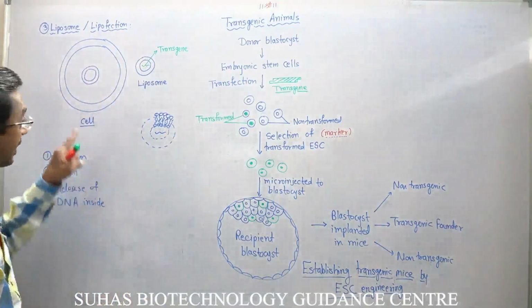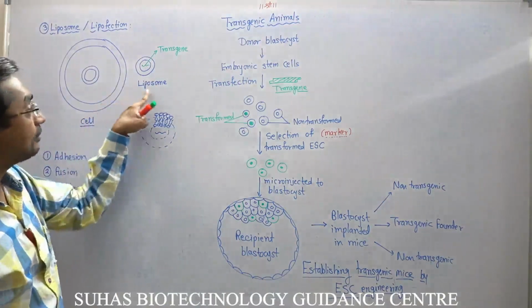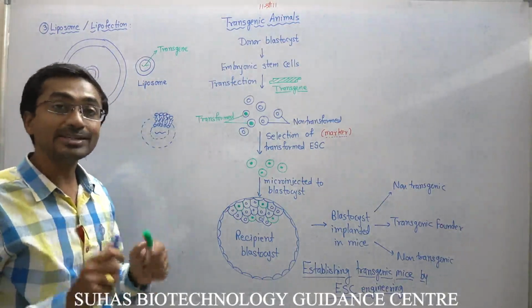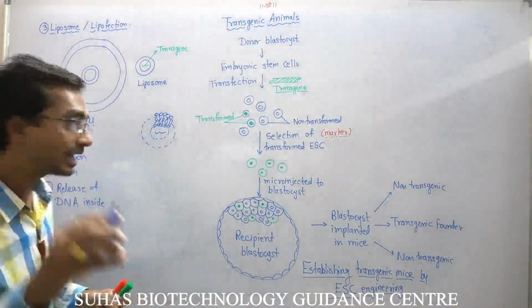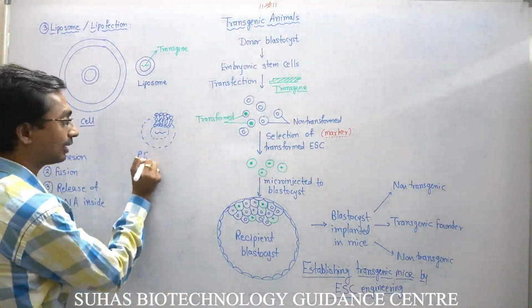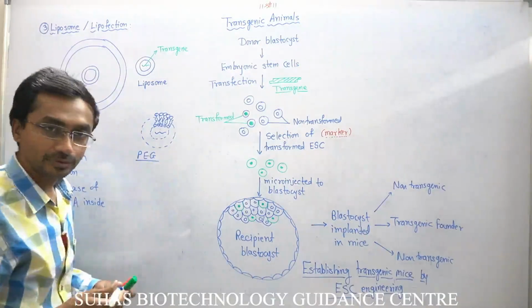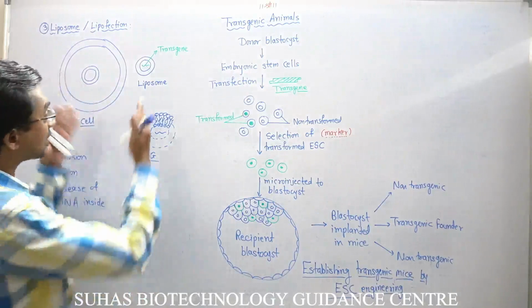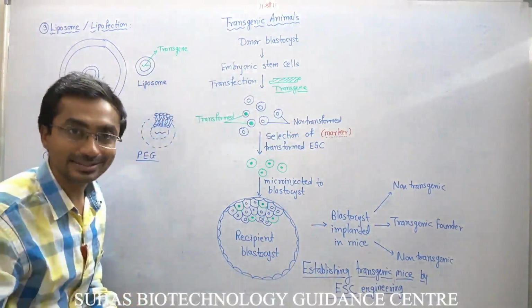If in the presence of this cell we keep this liposome, and suppose chemicals like a fusogen, for example polyethylene glycol, which is a fusogen, in the presence of which the chances of fusion will increase.